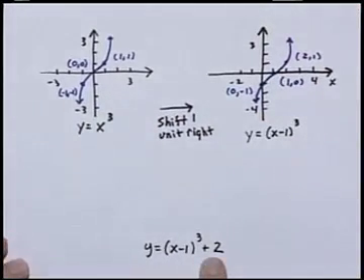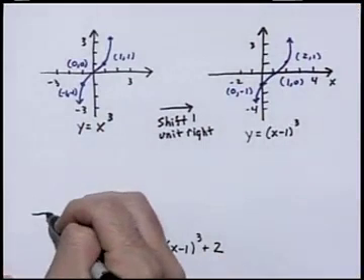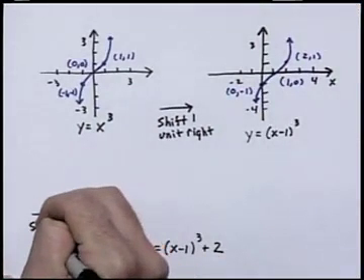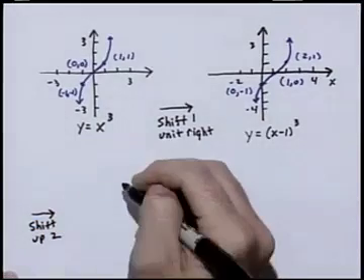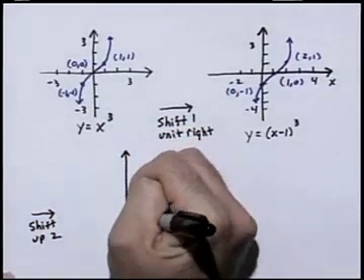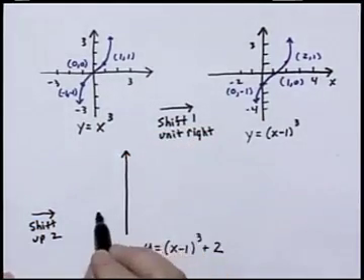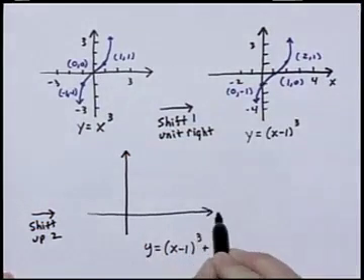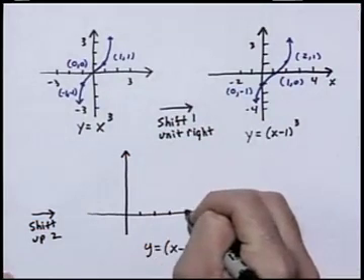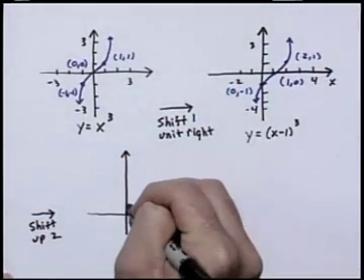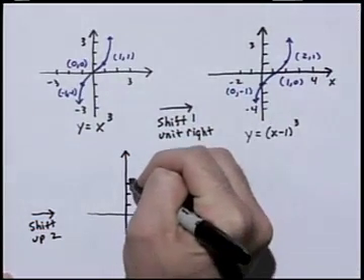Now we deal with the plus 2, and what happens there is we're going to shift up 2 units. What that basically means is that we're going to add 2 to each y coordinate on the graph of y equals (x minus 1) cubed.